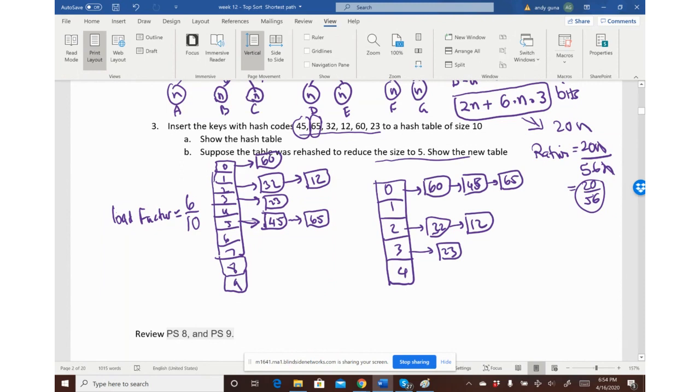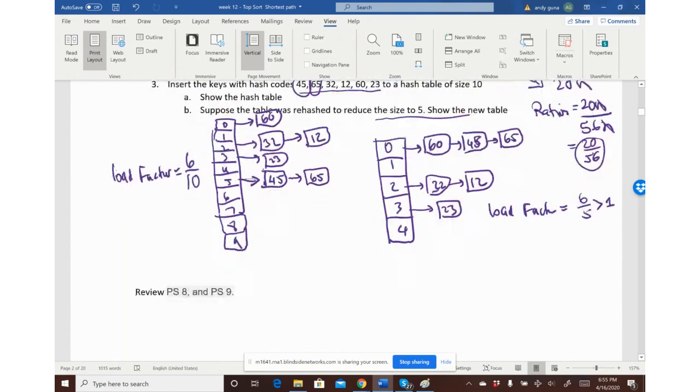Okay, so what's the load factor now? The load factor is going to be what? Yeah, so it's going to be 6 out of 5. So the load factor is slightly more than 1, right? So the load factor now is bigger than 1, which is kind of good. You want it to be bigger than 1. You don't want it to be less than 1 because then you're wasting a lot of space. Usually about 2 or 3 is good for the load factor.